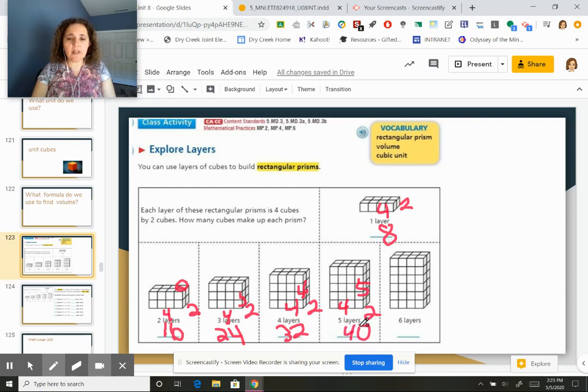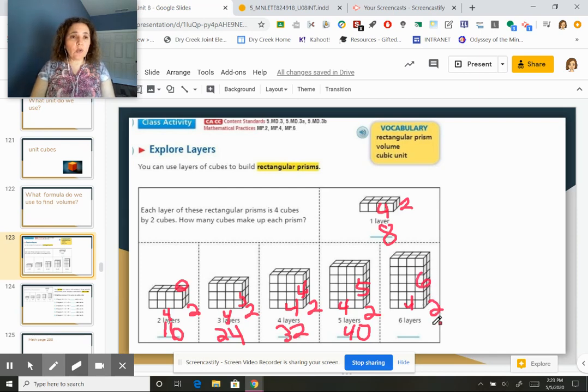So you see how I'm developing a formula here? Do you guys see the formula yet? So 1, 2, 3, 4, that's still the same. 1, 2, that's still the same. What's changed? The layers or the height. Now I have 1, 2, 3, 4, 5, 6.